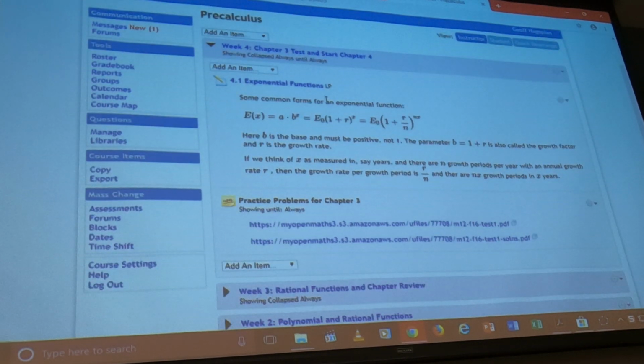Exponential functions, yeah. So here, basically saying what we said before.